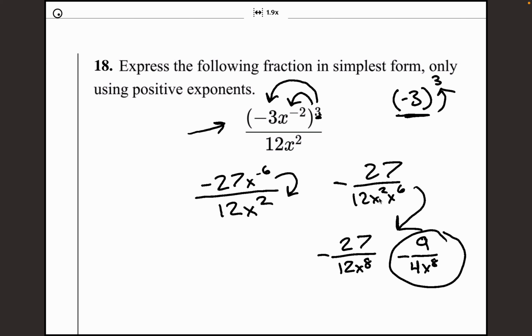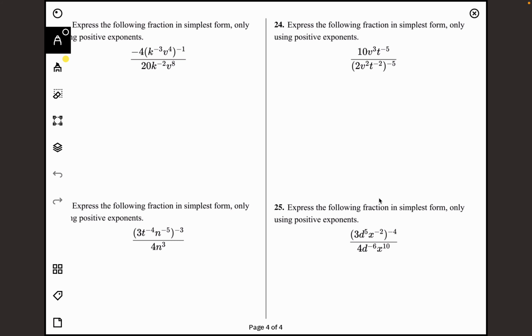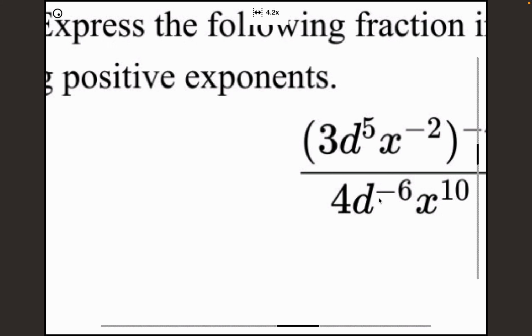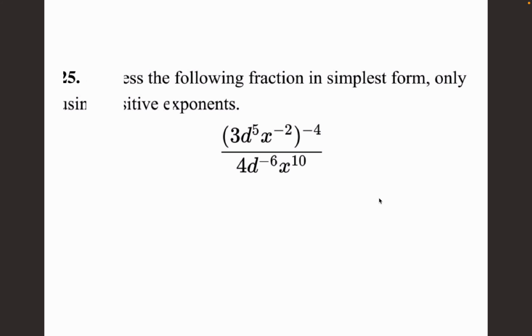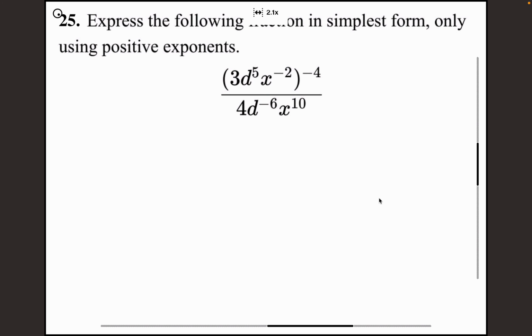Okay, so make sure you pay attention to these negative exponents, because that's where it's going to get a little bit more tricky. And then finally, you are going to have questions that are going to deal with a lot of negatives. So if I go to this page, first thing that I'm looking at is number 25. Number 25 has a lot going on with it, but let's go ahead and look at it. So I've expressed the following fraction in simplest form, only using positive exponents.